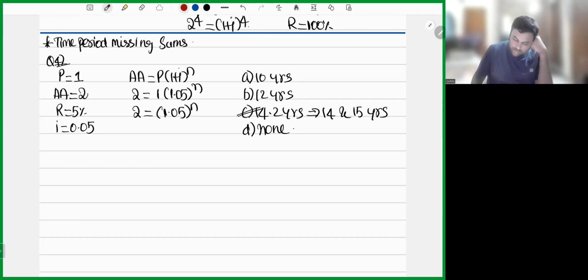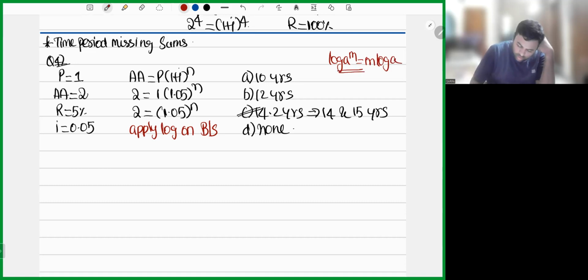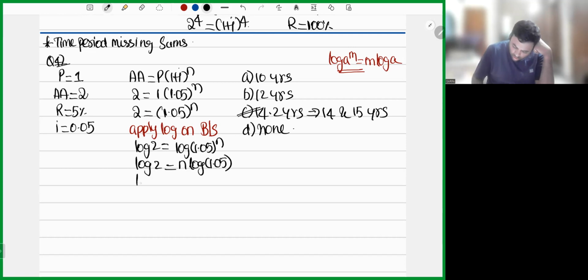Sir, what about logs? I'll simply apply log on both sides. We know this formula, right? Log A power m is equal to m log A. So I'll write log 2 is equal to log 1.05 whole power n. So log 2 is equal to n log 1.05. Now simply let us do cross multiplication. Log 2 divided by log 1.05 is equal to n.